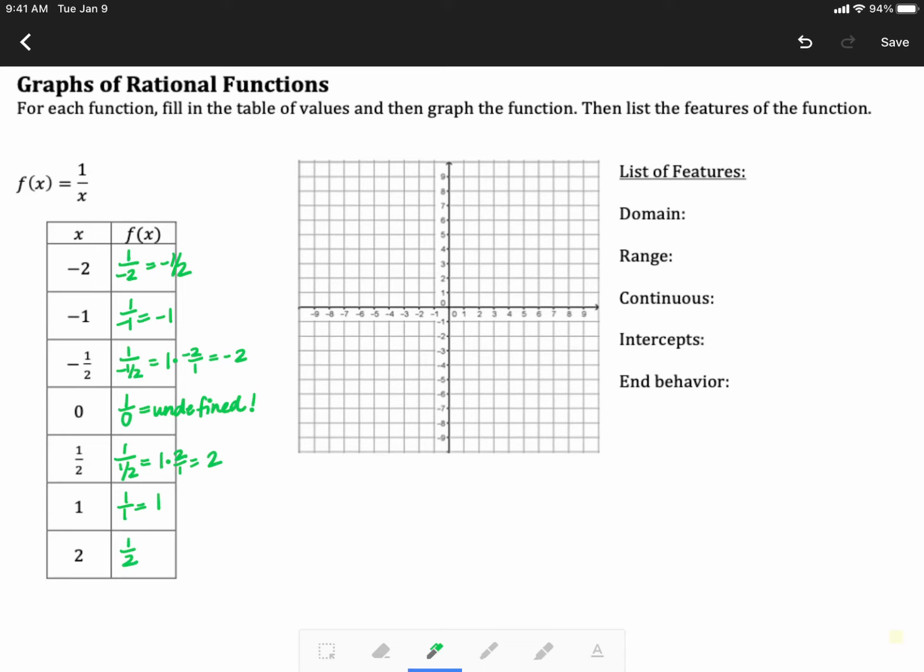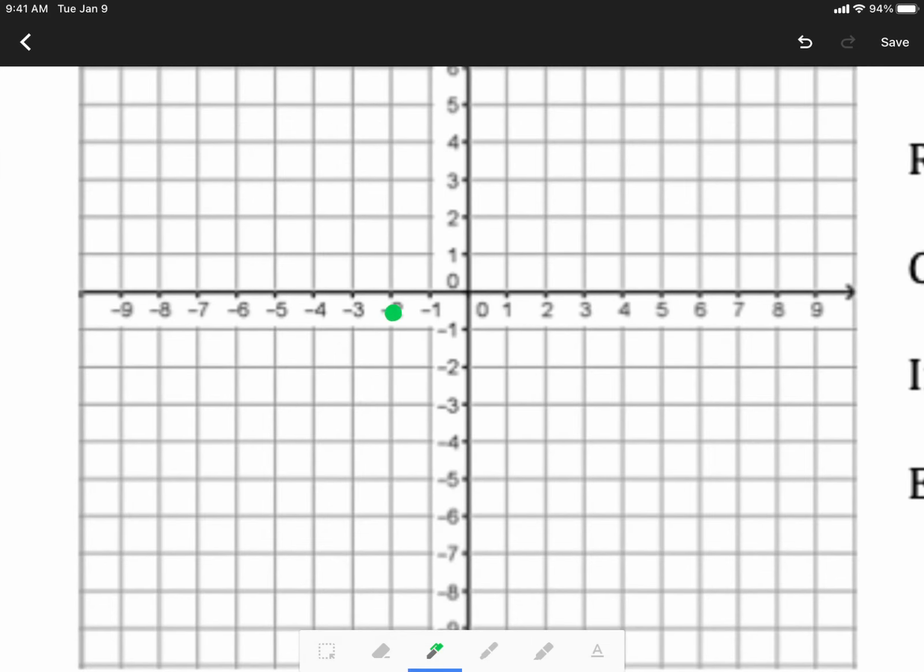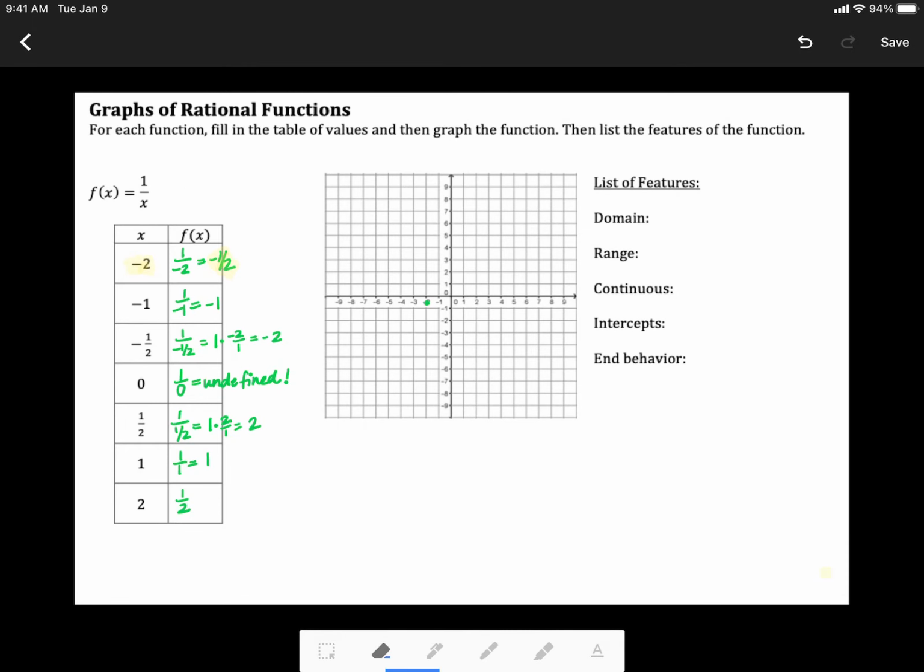So let's go ahead and plot these, and I'm going to try to plot them as precisely as possible. Our first point, we're going to go over to negative 2 and down to negative 1 half. Our second point, we go over negative 1, down negative 1. Our next point, we're going over negative a half. I know that's not a normal point we would plot, but it really shows us the shape of the curve. So over negative 1 half, down negative 2.